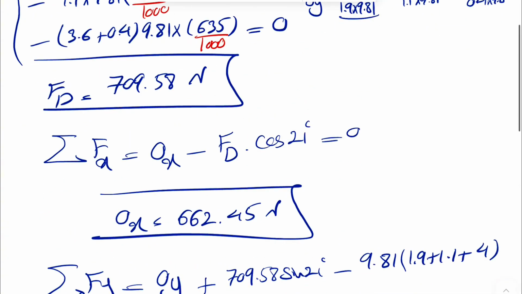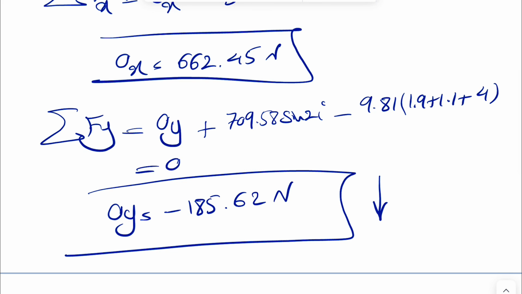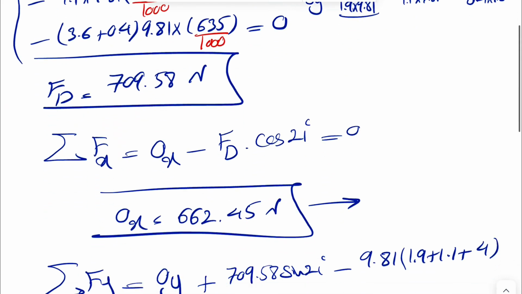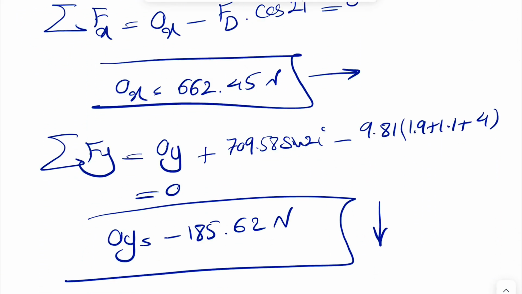And the negative sign in here shows that the correct direction for OY is actually downward. We assume at the beginning upward, but that negative sign shows that our assumption was not correct, but the assumption for OX was actually correct. So it was positive. And yeah, that's pretty much everything for this one.